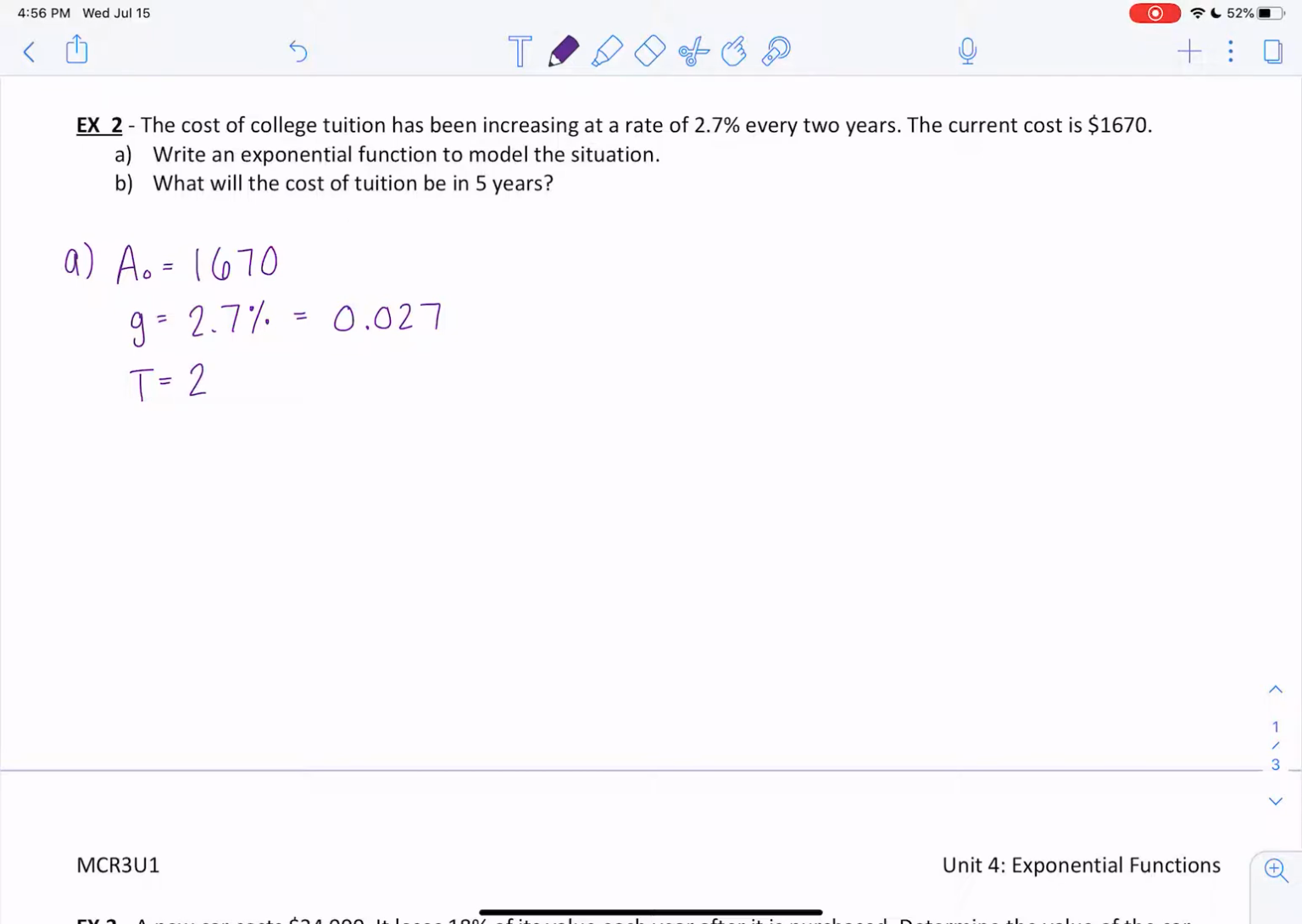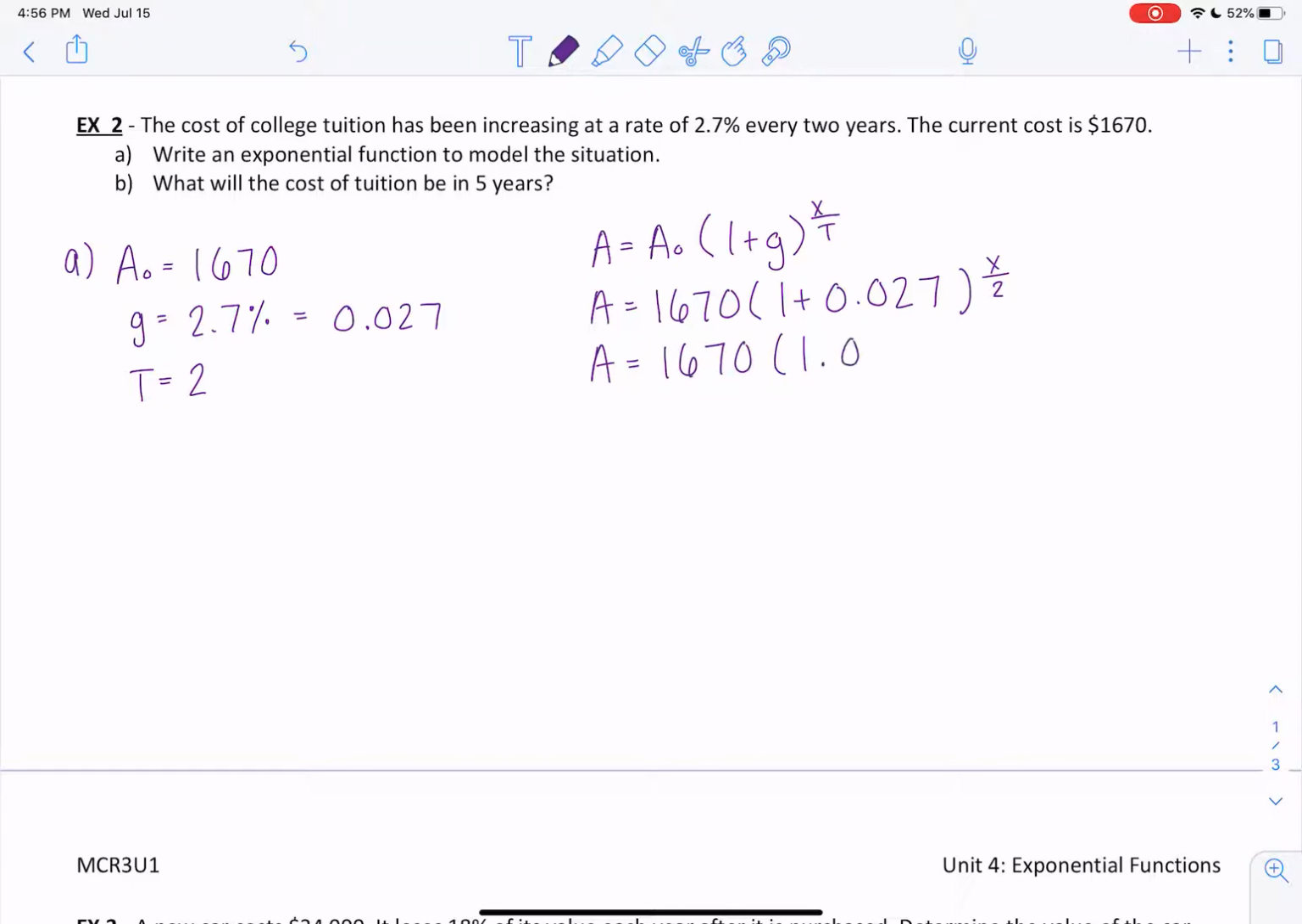So now let's put this all into the equation. Because I'm using a growth rate, my equation is going to look like this. So now let's fill in our values. And now we can simplify that a little bit. So we'll have A equals 1670 times 1.027 to the power of x over 2. And that would be our final equation.